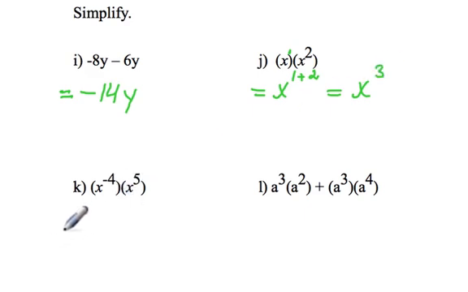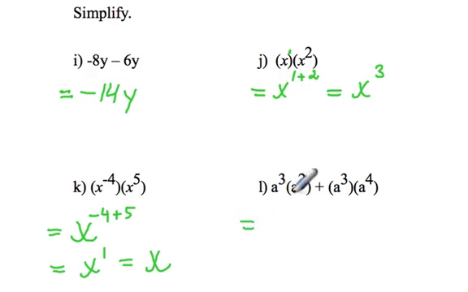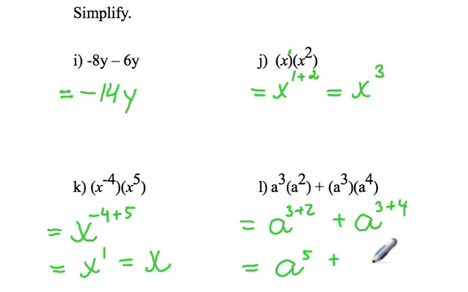Question K, again, multiplied powers. So base remains and it's minus 4 plus 5, and that equals x to the power of 1, which is x. Question L, we have a to the power of 3 times a to the power of 2. So base remains and we add the exponents. Plus, here again we have base of a, and they are multiplied, so 3 plus 4. That equals a to the power of 5 plus a to the power of 7. We can't simplify any further because they're not like terms.